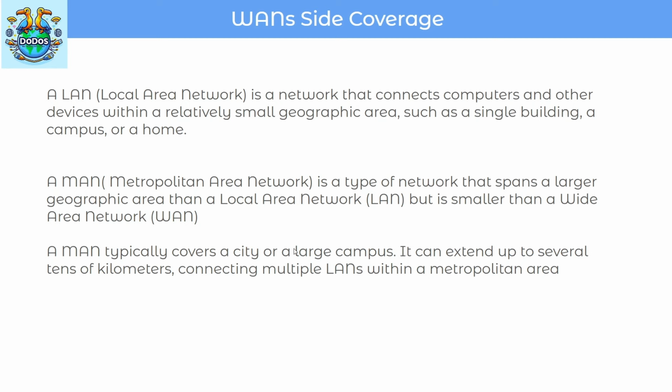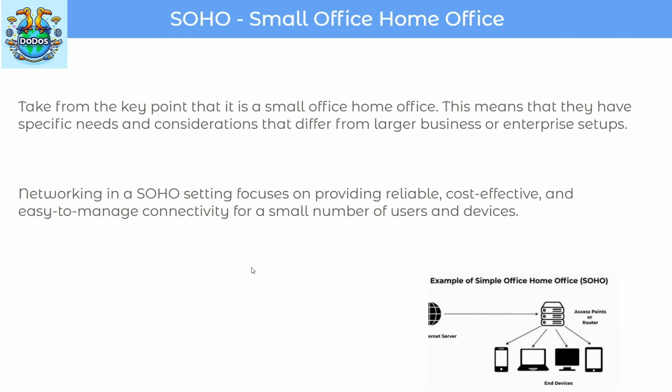And it would cover a city or a large campus, and it can extend up to several tens of kilometers, connecting multiple LANs within a metropolitan area, which means city area. So it's bigger, but it's not as big as a WAN, and then a LAN is small, like a house or something. So now moving on to SOHO, small office, home office.